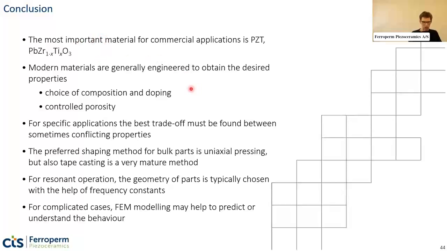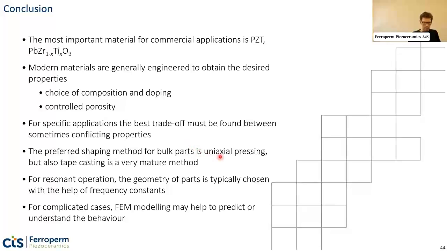I also showed how you can tailor the modern materials either by changing compositions and generally doping them. And you can also introduce porosity to tailor the properties even further. And we saw that often there's a trade-off between properties that are in conflict. So you may look in our material table and find the material that suits you best.